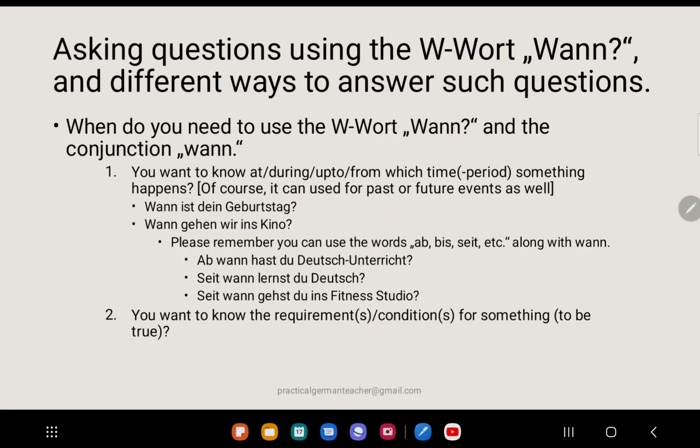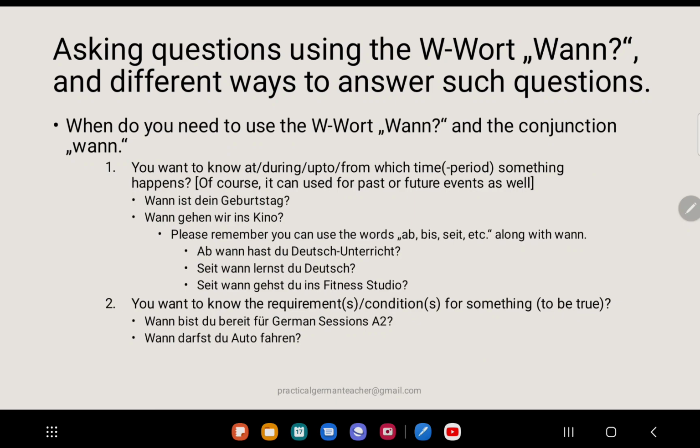The other way to use a W word is when you want to know the requirement for something. One example is: wann bist du bereit für German sessions at 2? This is a condition, right? Of course, the answer can be a condition, or it can be a date. You can say after 2 months, or you can say after I pass the A1 exam. After I pass the A1 exam is a requirement. After 2 months is just a date. This is what I'm trying to say.